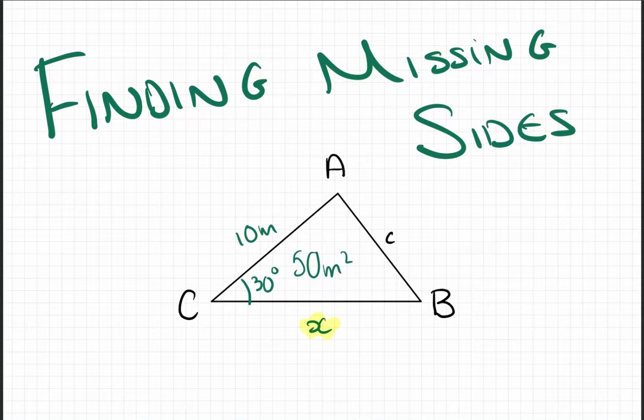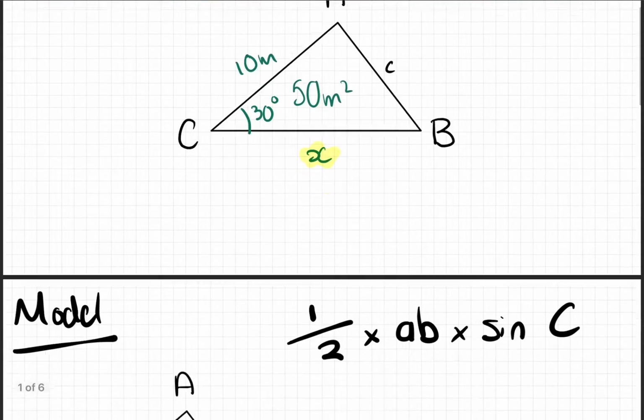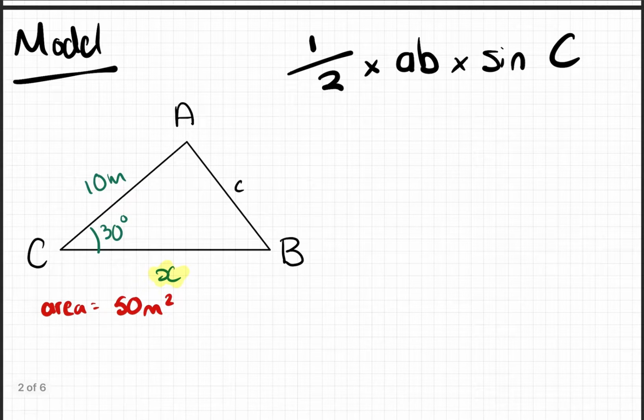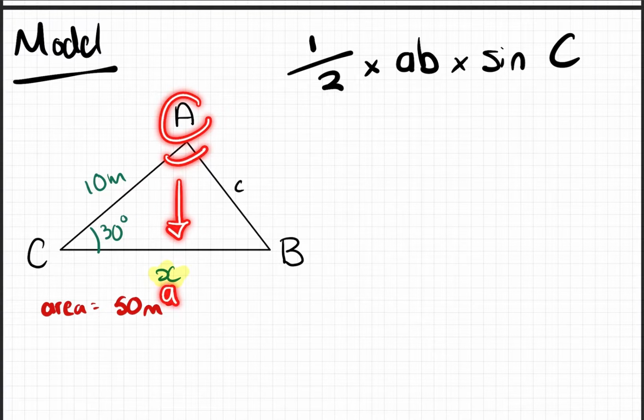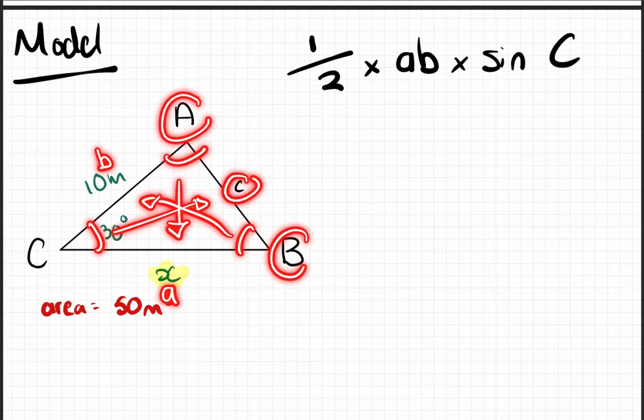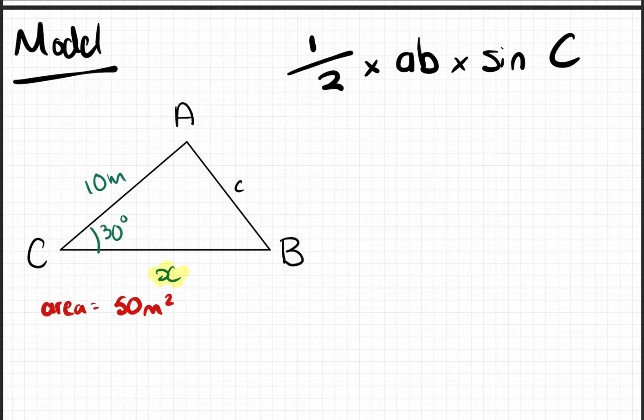Okay, in today's lesson, we're going to be looking at finding missing signs and missing information in general. So let me explain. In the last lesson, we were using the formula half times A times B times sine C gives us the area of a triangle. So if that's angle A, or that's length A, if that's angle B, that's length B, and if that's angle C, that's length C. A lot going on, but we'll look at the other video.